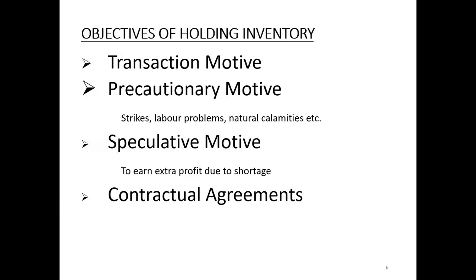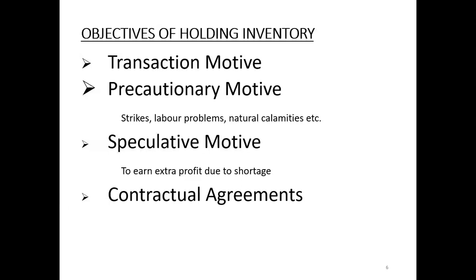Having said that, let me go for the precautionary motive. See, a company may face raw material shortage on account of natural causes, strikes, labor problems, other unforeseen circumstances, and natural calamities. So, such shortage of raw material may interrupt the production process. In order to avoid such circumstances, a company needs to maintain a proper inventory level.